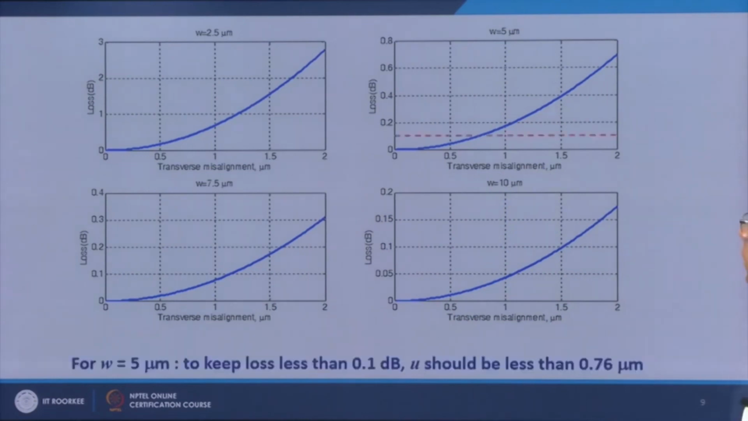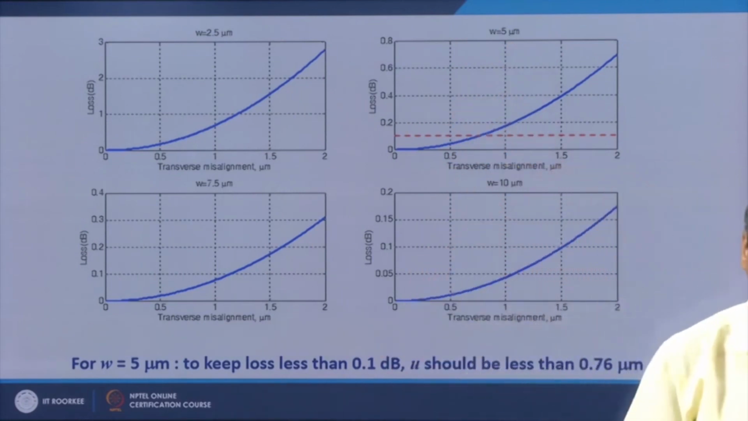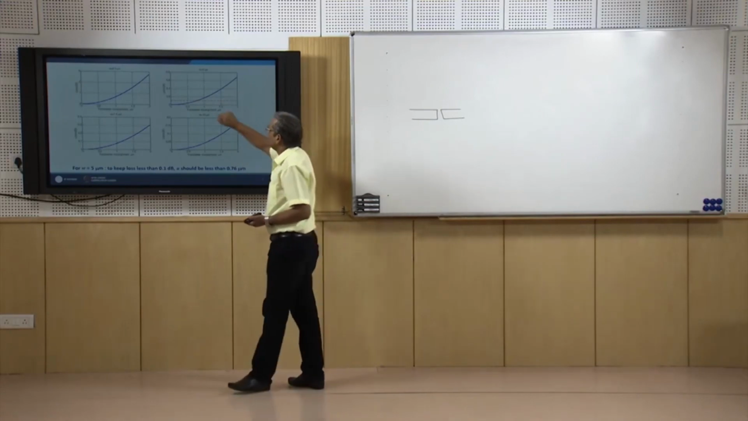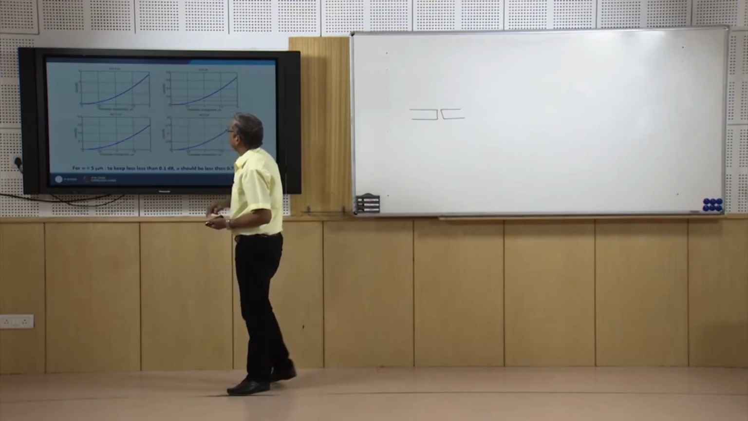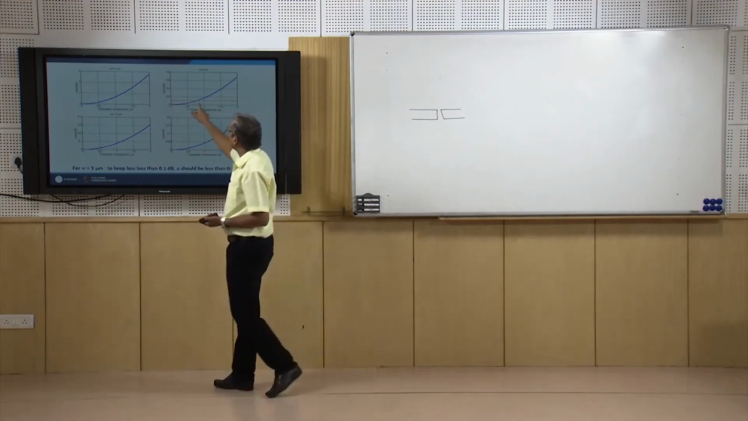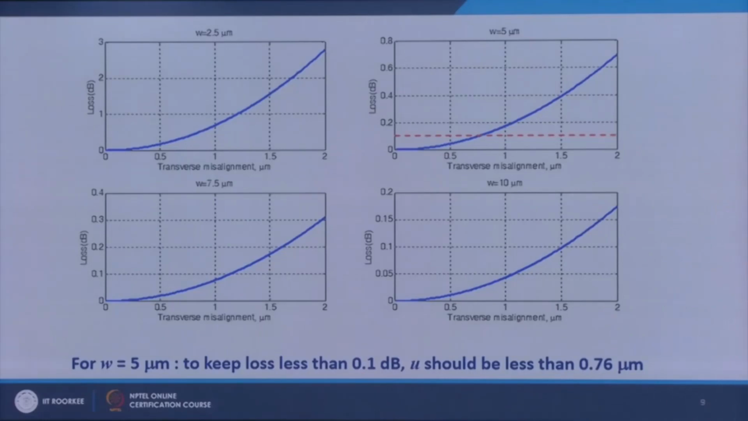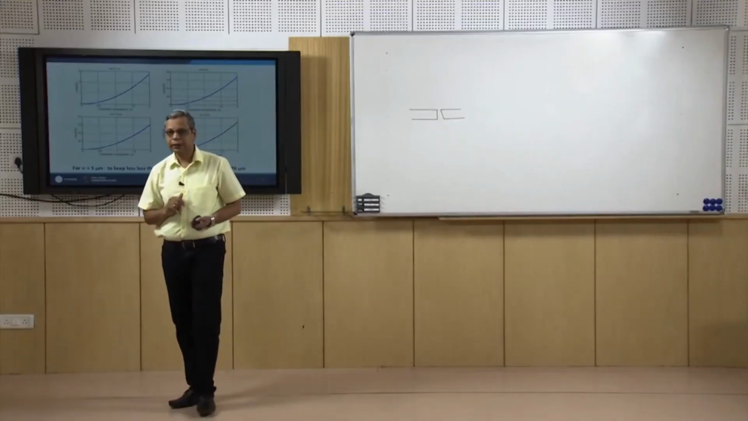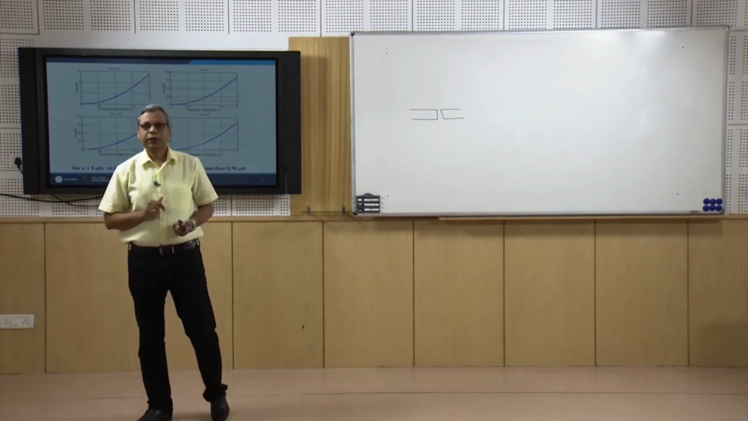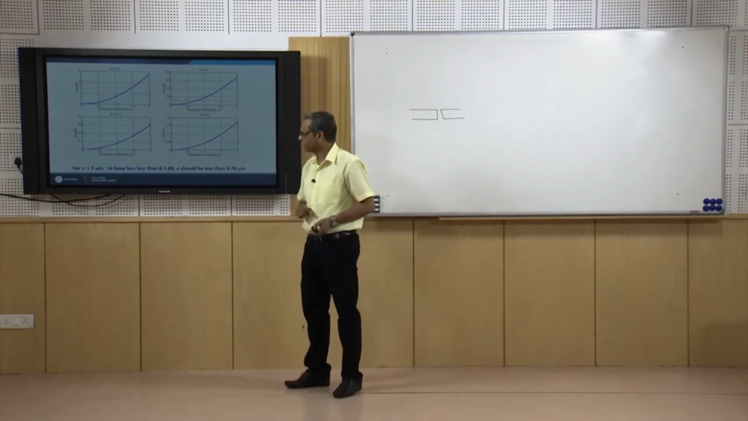Now let me look at 0.1 dB level for a telecom fiber which has a spot size typically 5 micrometer. So for W is equal to 5 micrometer, in this figure if I look at this line which corresponds to loss is equal to 0.1 dB, then I find that to keep the loss less than 0.1 dB, U or transverse misalignment should be less than 0.76 micrometer. So this is the degree of precision with which I should align my fibers while making a splice, while making a joint.